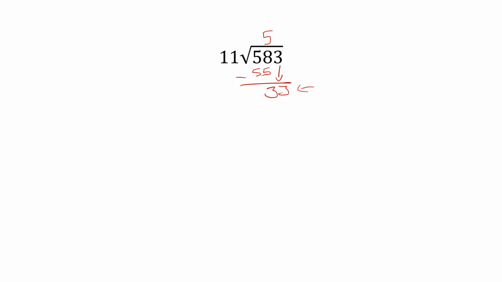Right, done there. So let's bring down our next number. And now will 11 go into 33? And it will. 11 will go into 33 3 times. 3 times 11 is 33. And subtract. There we go. No remainder here with our 0. Nothing to bring down here. So we are done. 11 goes into 583 53 times.